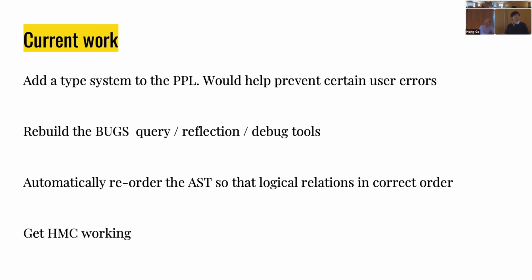Current work: I'm trying to add a type system to the BUGS PPL. That will help users, as it will detect certain sorts of errors, like if you put a normal prior on the precision of a normal distribution, that should be an error because its support is in a different domain. So I'm working on that, and need to decide what domains I would like to structure the type system around. That work seems to be going quite well.